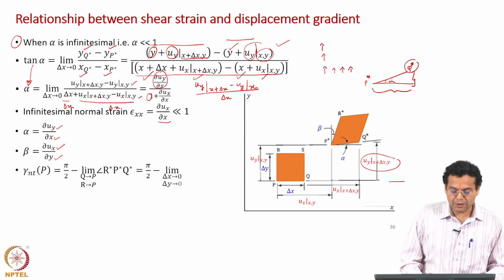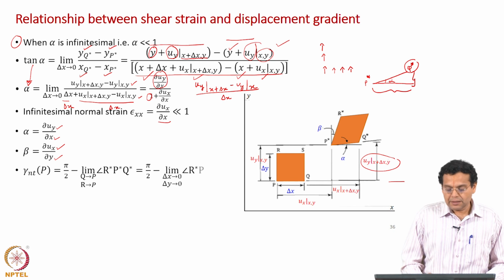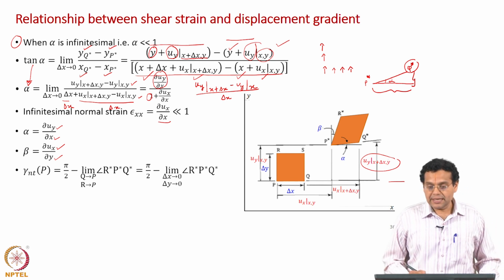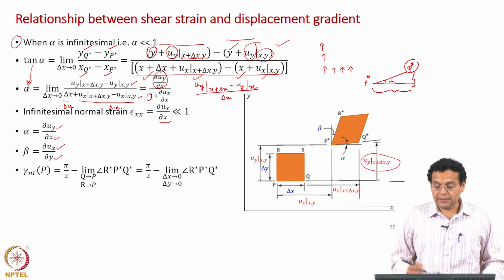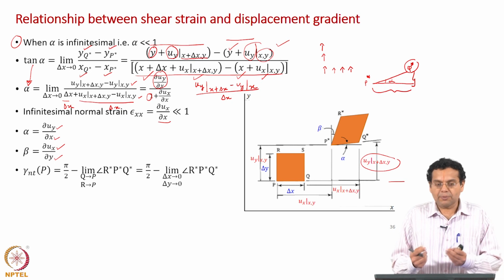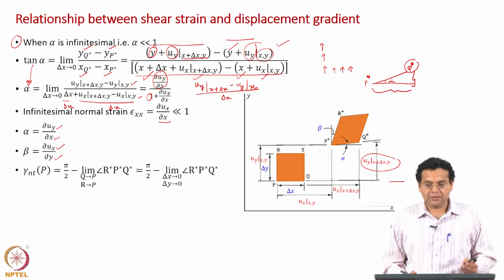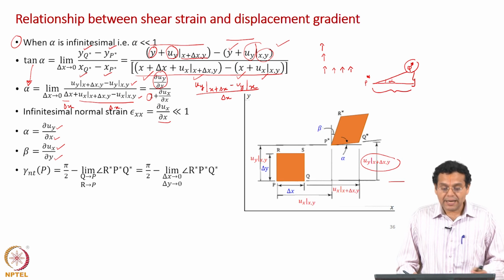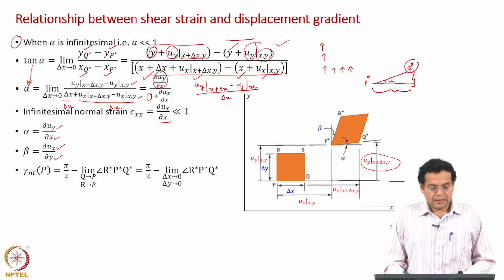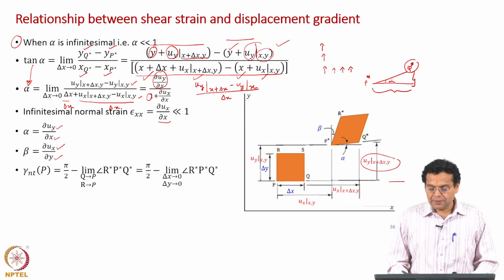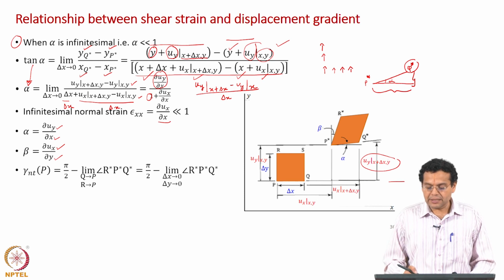Gamma n t is equal to pi by 2 minus the angle r star p star q star, but in the limit of q tending to p, r tending to p, okay. So that you get a point definition of shear strain. This is already seen. Apply that to the present case: it becomes pi by 2 minus, when q tends to p, r tends to p, what happens?